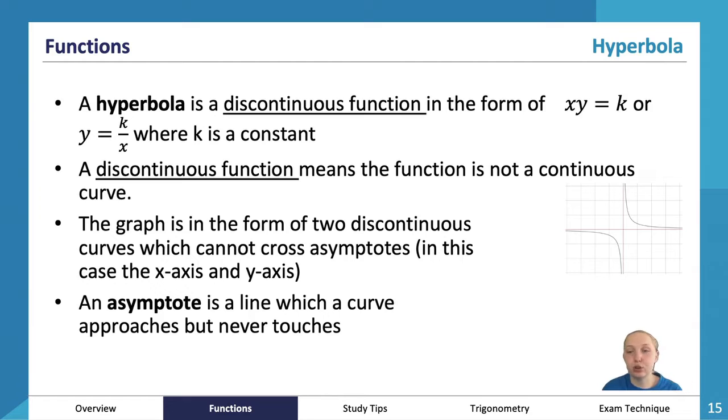And then your asymptotes will change as you change your hyperbola. So as you move it up, down, left, right, dilations, or anything like that, you will change your asymptotes as you change your function.